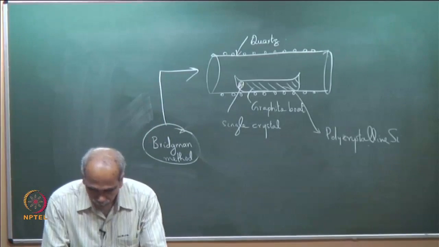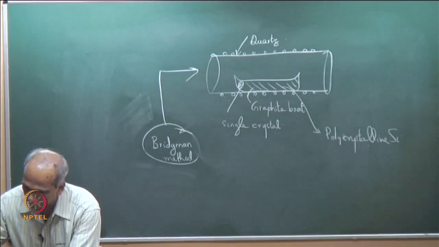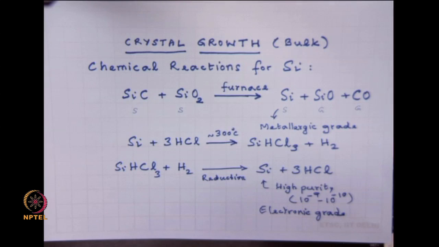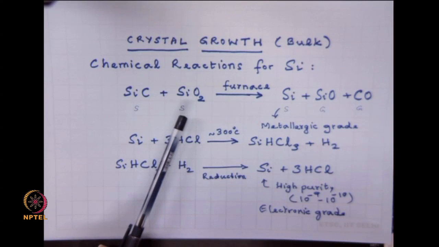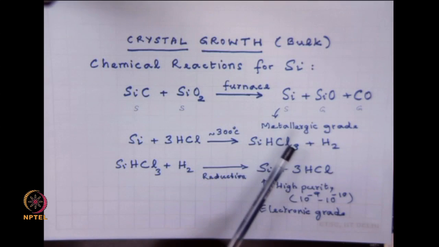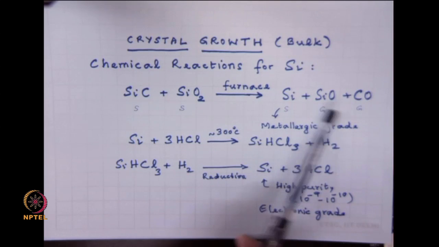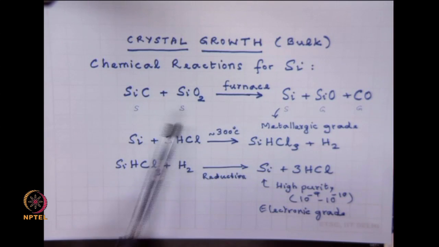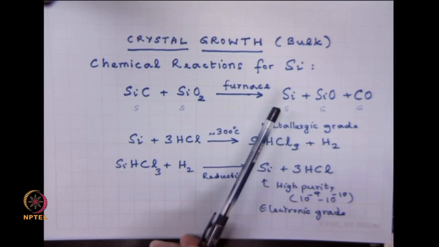Chemical methods, okay, let me show you an equation here. How to get polycrystalline silicon? You start with chemical reactions in a furnace. Silicon carbide and SiO2 are the starting point, and in a furnace at high temperatures you can generate metallurgy grade silicon. SiO2 is the gas and CO is the gas which goes out, and what you get is metallurgy grade silicon. So silicon carbide plus silica, the starting point for silicon is silica. Silica is plentiful in sand. So this is the first step of the crude process to get metallurgical grade silicon.